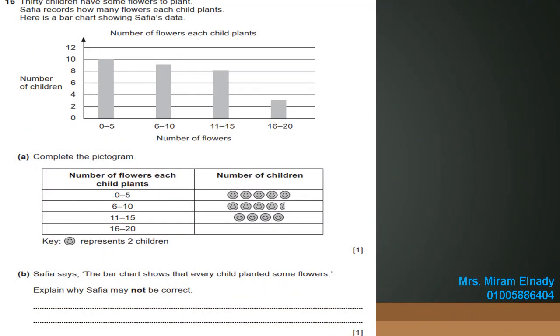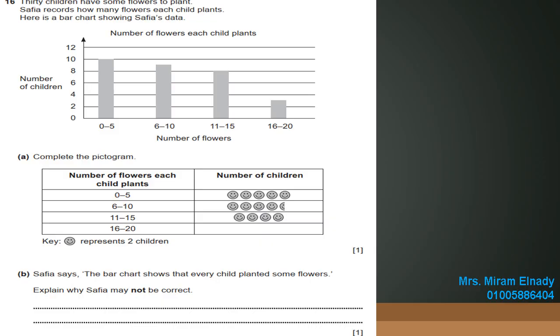We have some flowers to plant. We need to complete the pictogram. Look, from 0 to 5 it's almost 10. From 6 to 10, number of flowers, it's around 9. From 11 to 15, 8. From 16 to 20, it's around 3.